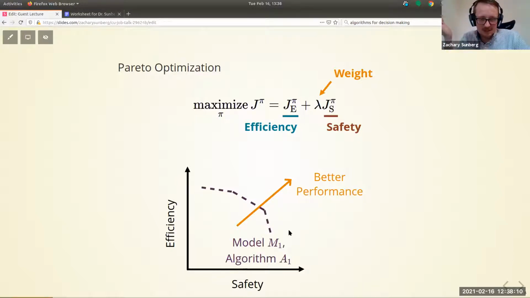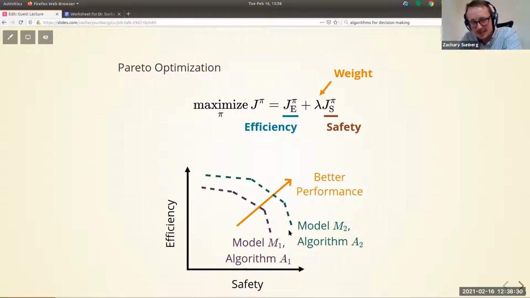Now, the question of where we should lie on this curve is kind of a philosophical question or maybe a policy question that I'm not going to focus on too much today, although it is a huge important question. But what I'm going to focus on is how we can use better models and better algorithms to move this entire curve up and to the right.